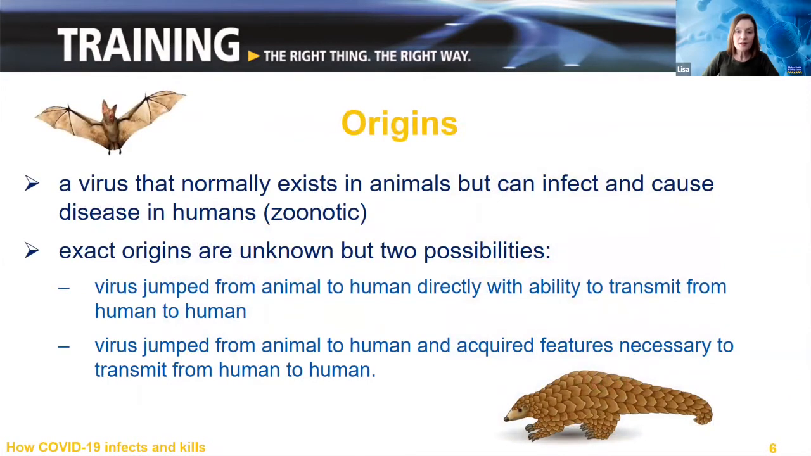SARS-CoV-2 is zoonotic, a virus that normally exists in animals, but can infect and cause disease in humans. While the exact origins of the virus are not yet known, 2 scenarios have been proposed. Either the virus jumped from an animal to a human directly, with the ability to transmit from human to human, or the virus jumped from an animal to a human and then acquired the features necessary to transmit and infect humans after.